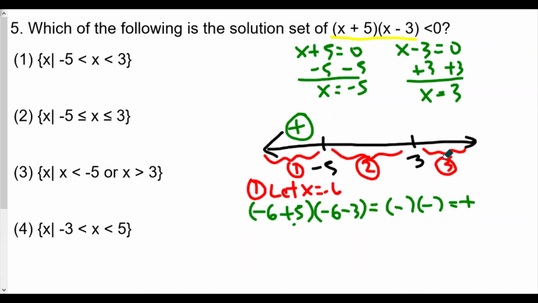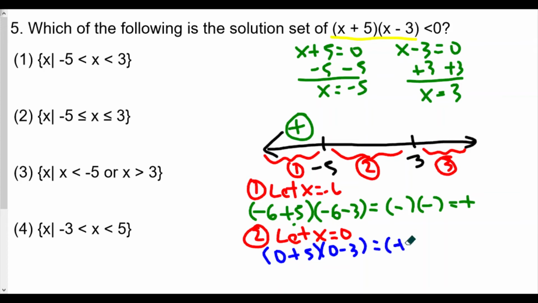Now for our second region, for a value between -5 and 3, let x equal 0. Again, I like 0 because it's a nice number to use. Plugging in 0 for x, we have 0 plus 5 times 0 minus 3. 0 plus 5 is positive 5, and 0 minus 3 is -3. I only care about the sign, so positive times negative is a negative value. So in region 2, any value of x you pick between -5 and 3 will give you a negative result.